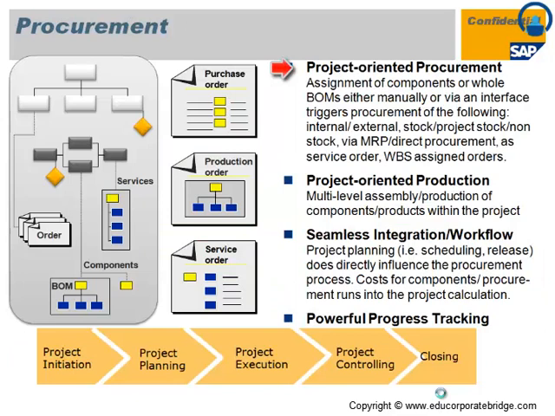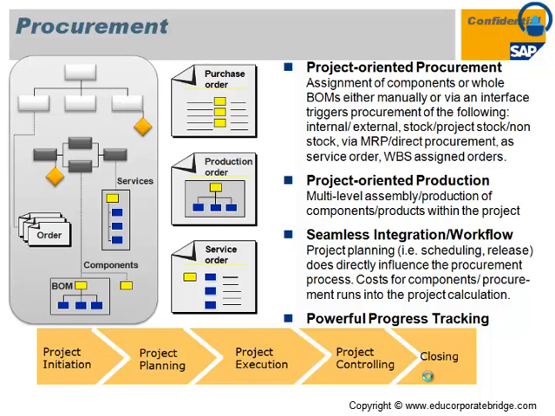So this is project oriented procurement, or project oriented production procurement, with seamless integration workflow and powerful progress tracking. These are the key figures in procurement. In project oriented procurement, there is assignment of the component or a bill of material, where you can assign this to the internal, external or general cost activity, and then finally you have a stock or a project stock where you can do goods receipt and goods issue against that particular WBS.